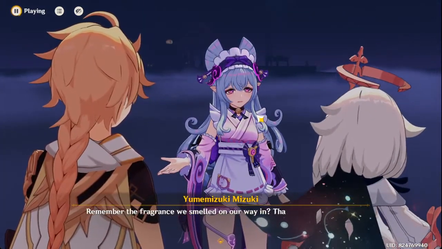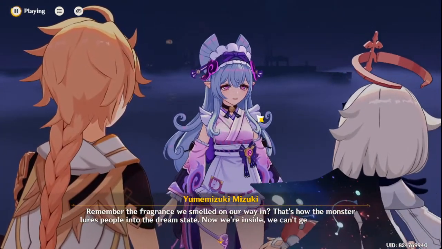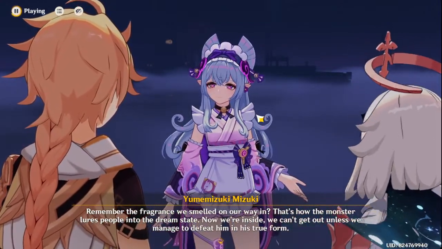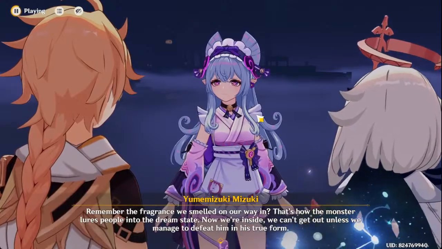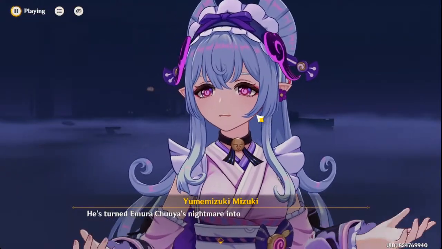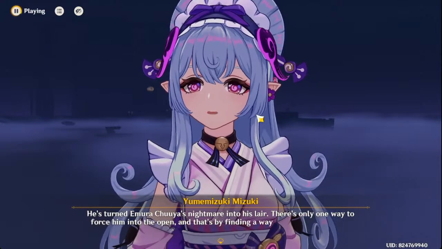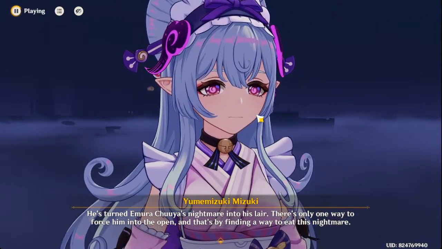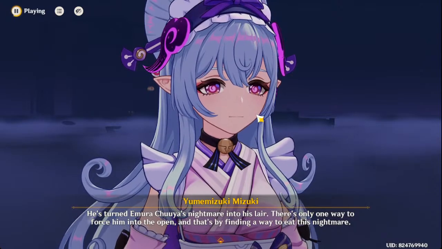Remember the fragrance we smelled on our way in? That's how the monster lures people into the dream state. Now we're inside. We can't get out unless we manage to defeat him in his true form. He's turned Emarachuya's nightmare into his lair. There's only one way to force him into the open, and that's by finding a way to eat this nightmare.